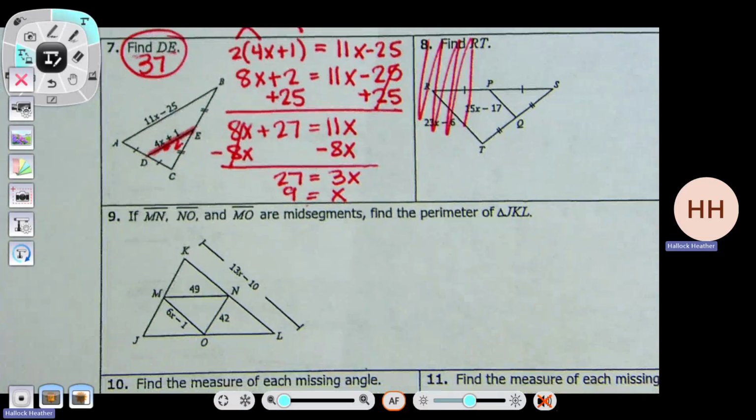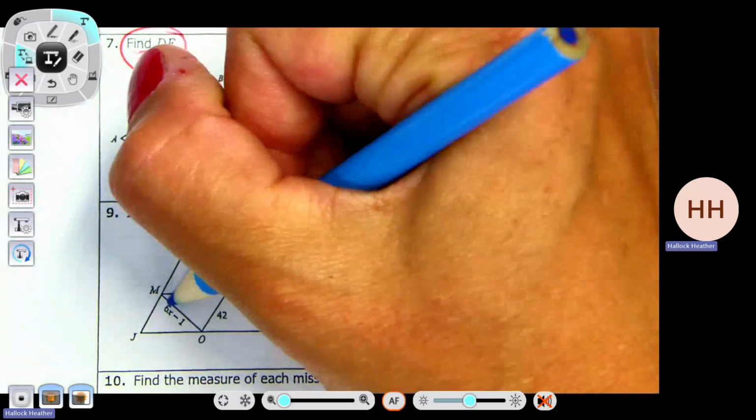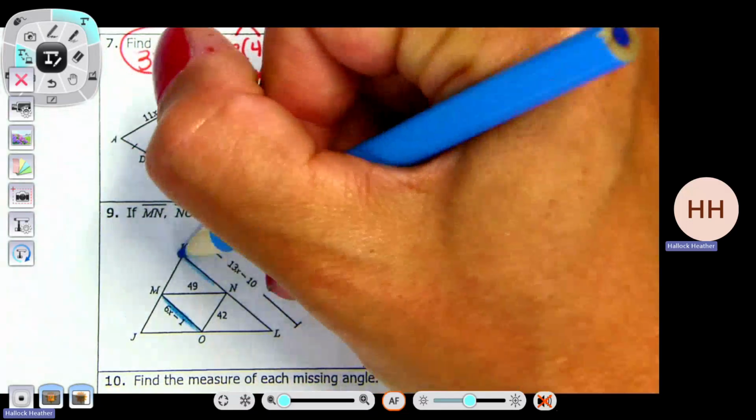What I want you to do is, you're going to try to figure this one out. It says if MN, NO, and MO are midsegments, find the perimeter of JKL. So you're going to have the extra step in the end to add up all the sides. First, you need to solve for X. So the sides that match are the parallel sides. So this one and this one.